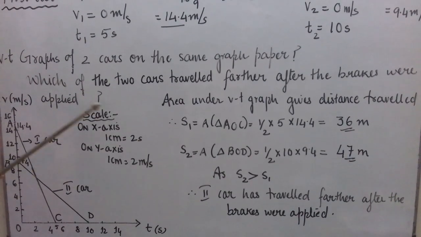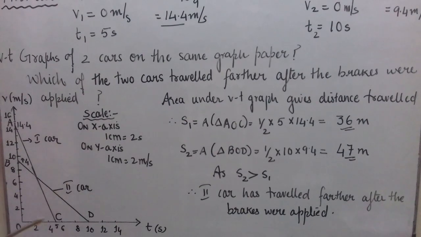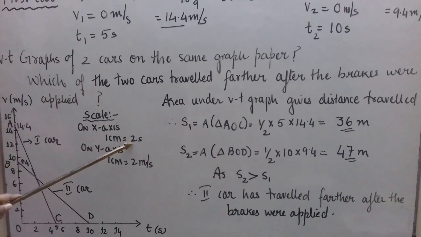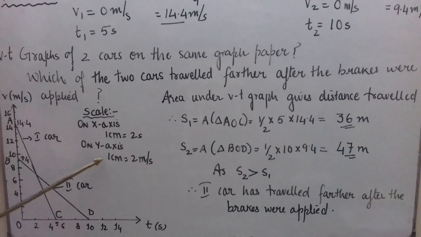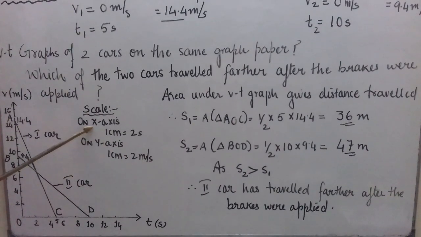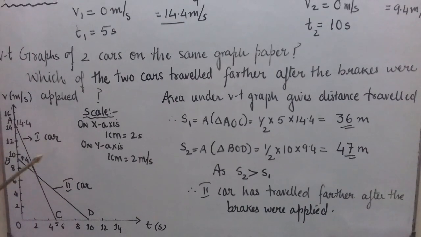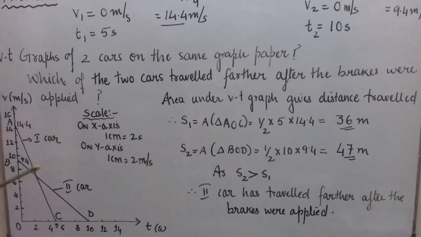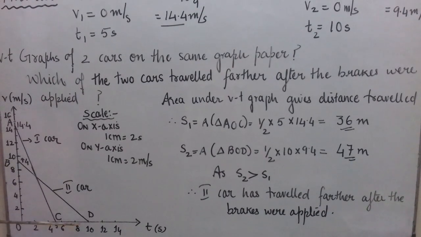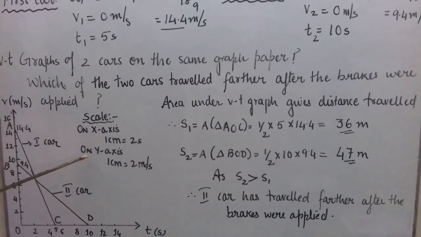So at the topmost corner on the right hand side, you should write the scale. Scale on x-axis, 1 centimeter is 2 seconds, and on y-axis 1 centimeter is 2 meter per second. You can change the scale according to the size of your graph paper. The graph scale should be chosen such that the graph does not come within a smaller area. It should cover at least half or a little bit more than half of your graph paper. I hope you have understood this.